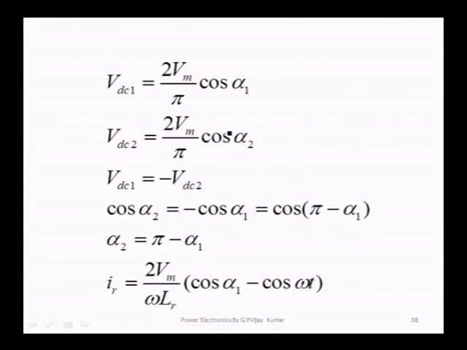VDC 1 is given as 2 Vm by pi cos alpha 1, VDC 2 is given as 2 Vm by pi cos alpha 2. So, both voltages are out of phase. Cos alpha 2, one is positive, the other one is negative. Cos alpha 2 is minus cos alpha 1, alpha 2 is given as pi minus alpha 1, or alpha 1 plus alpha 2 is equal to 180 degree.